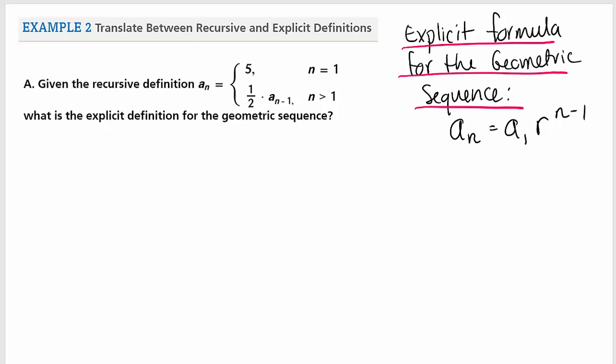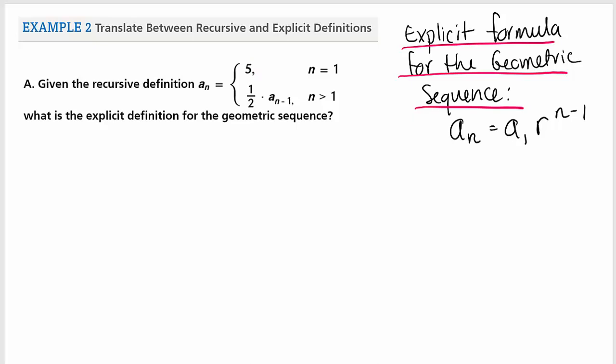It's a sub n is equal to a sub 1, so the value of the first term, times the ratio raised to the exponent of n minus 1. Now let's identify what information is given to us in the question.